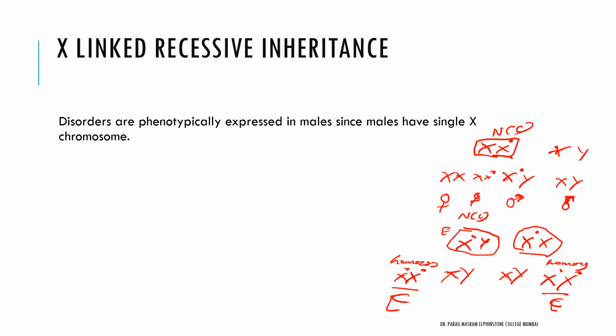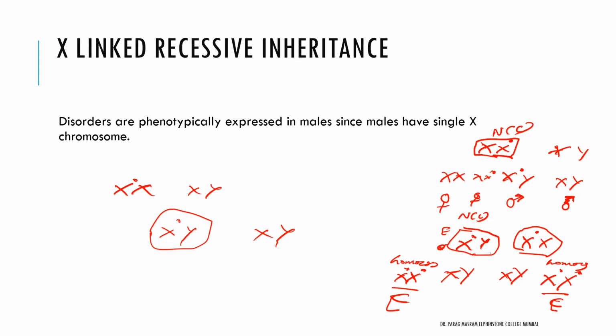So if this carrier female mates with a normal male, the grandson of this person will get the character from the grandfather. There's a 50% chance that one of the grandsons will be affected. That is how the X-linked inheritance characters skip a generation, from father to daughter and from daughter to her son.